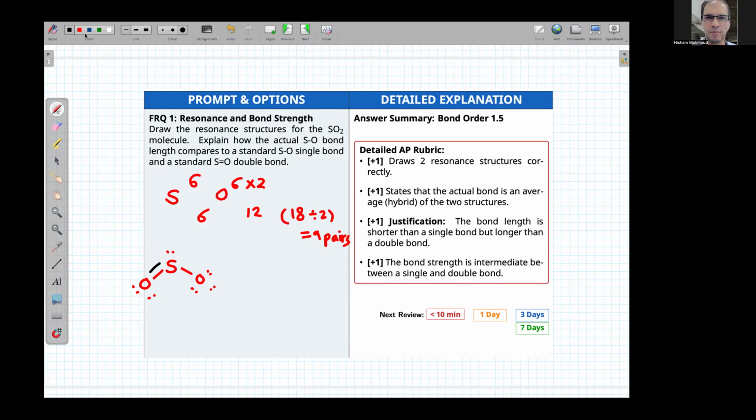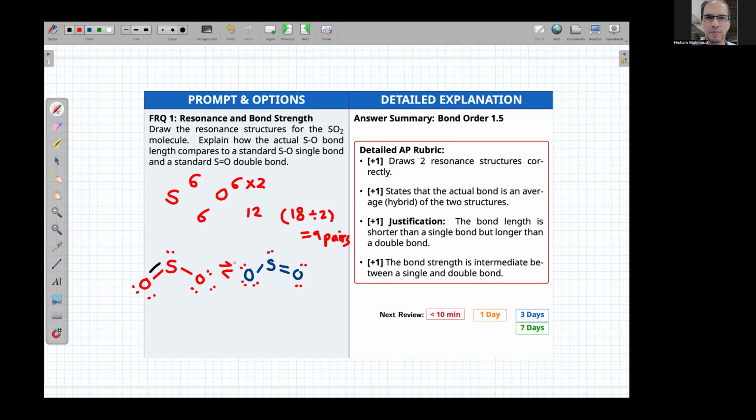Now for the second resonance structure, it's basically the mirror image. So the double bond is now on the right oxygen, and the single bond is on the left oxygen. We connect these two structures with a double-headed arrow to show they are resonance forms. So this one will have the same lone pairs. Now this one has 6 electrons, and this one has 4 electrons.